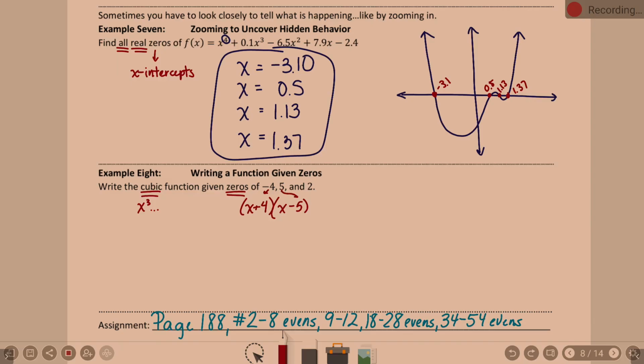Where does a zero of 2 come from? X minus 2. So your function in factored form is x plus 4 times x minus 5 times x minus 2. Now, do you get to leave it in factored form? No. Okay, and there'll be more important stuff coming along with that.